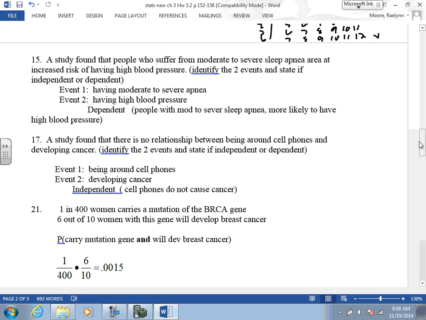A study found that there is no relationship between being around cell phones and developing cancer. The 2 events are being around cell phones and developing cancer. And in this case, they're not related at all. They are independent of each other, because they specifically tell you cell phones do not cause cancer.